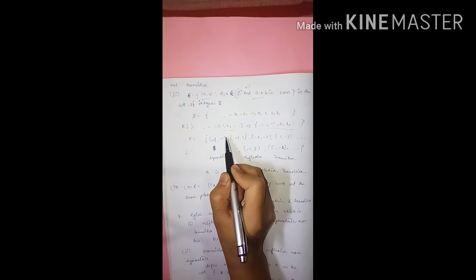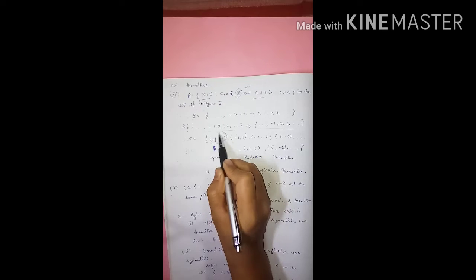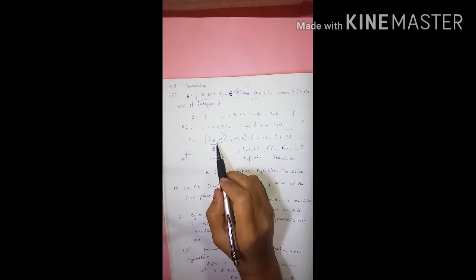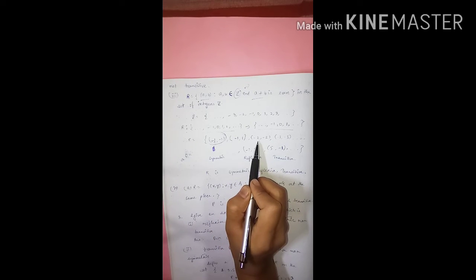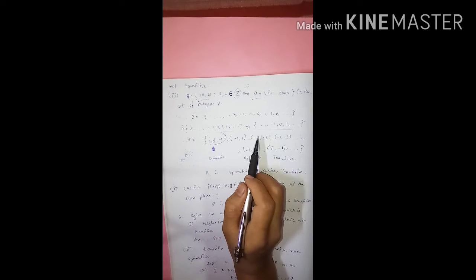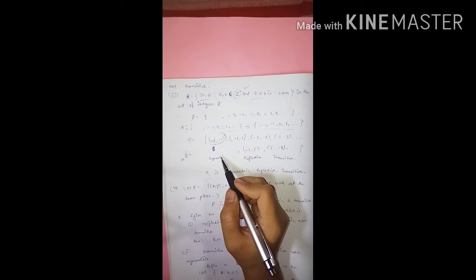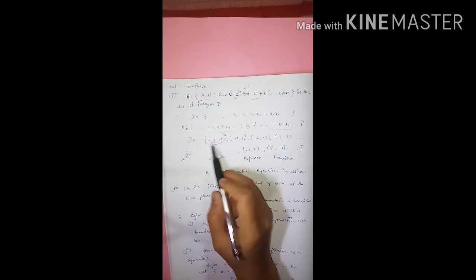The set of integers. For any element in the set of integers, we have the element in this form (a, a). That means (-1, -1). Similarly, we can have (-2, -2), (-3, -3), or (1, 1), (2, 2). So the relation R in the set of integers is obviously reflexive, right? This is reflexive. Now for symmetricity.